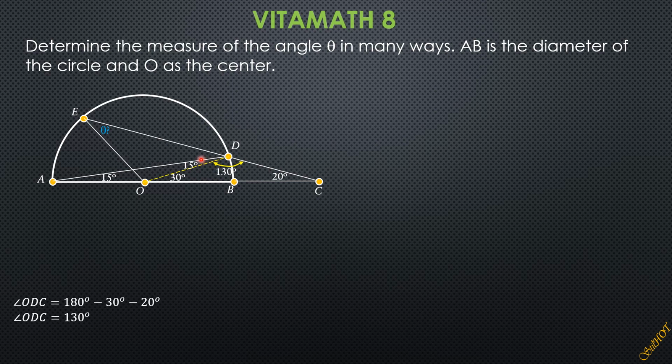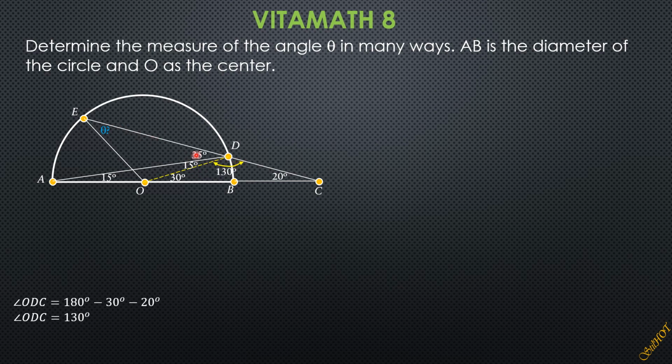Another way of getting 145 degrees, it is 180 minus 15 minus 20. That's also 145 degrees. So if this is 15 degrees, in this triangle EOD, OE is radius, OD is radius. This is an isosceles triangle. If that is theta, the whole of this is also theta. Now, the measure of this angle is 180 minus 15 minus 130. 180 minus 15 minus 130 is 35 degrees.